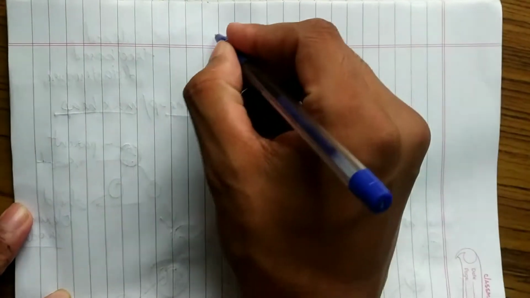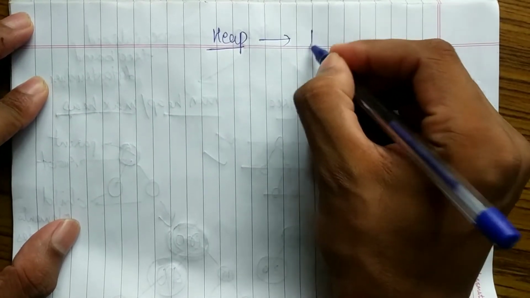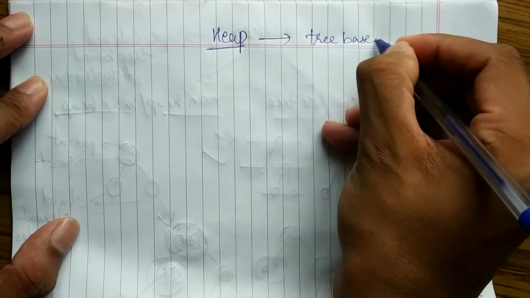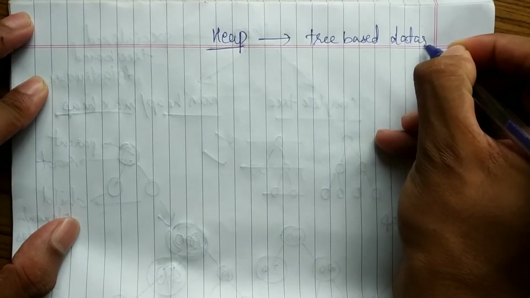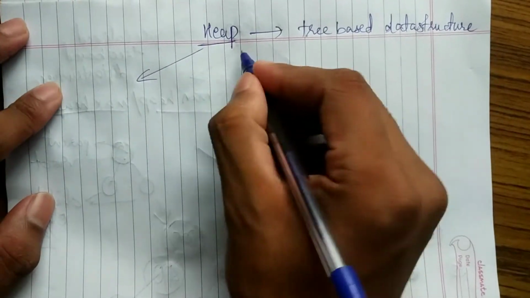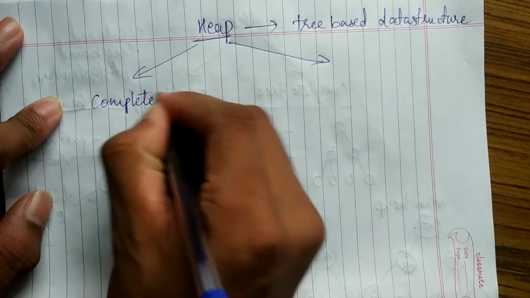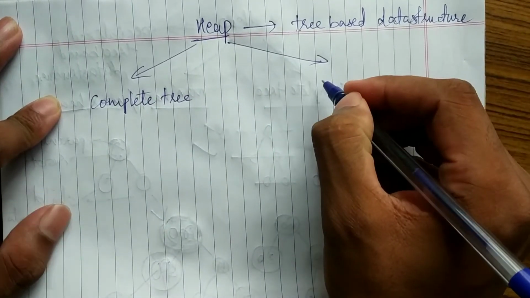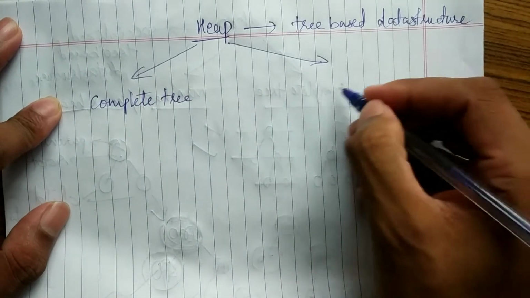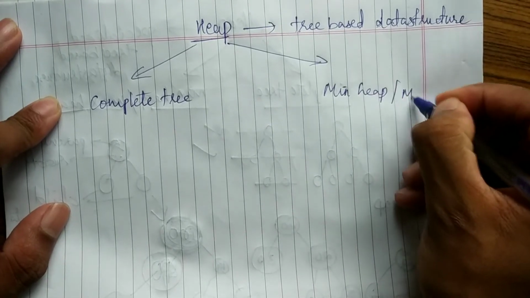Today I will teach you a topic known as heap. A heap is a specialized tree-based data structure which follows two properties. The first property is that it should be a complete tree. And the second is that it should be a min heap or a max heap.